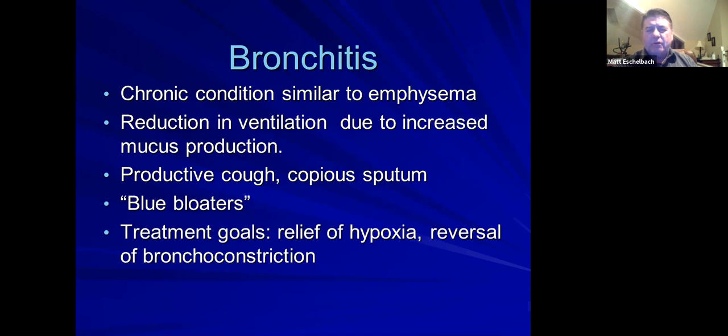And the treatment goals are to relieve that hypoxia. So very often we have to give these folks oxygen. These might be the people that you see walking around the grocery store or Walmart, pulling their oxygen tank behind them. And reversal of bronchoconstriction. Bronchoconstriction is what we do with acute asthma or COPD. That's what causes wheezing, which I'll go over in a few minutes.